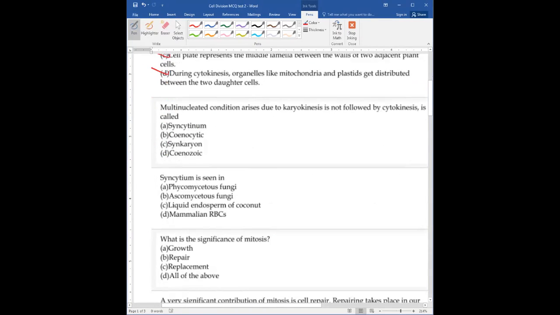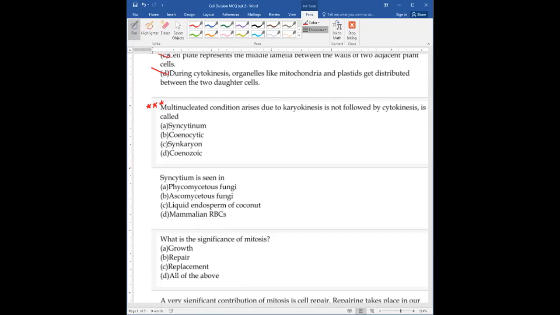Okay, next case, Vaishnavi. Multinucleated condition arises due to karyokinesis not being followed by cytokinesis. This is called what? Yes, this is very important, guys. This question is asked always.